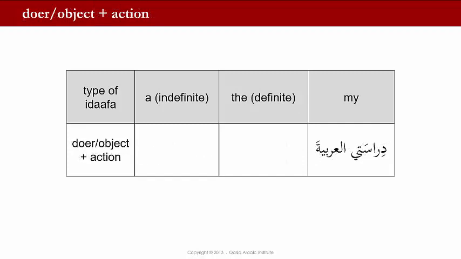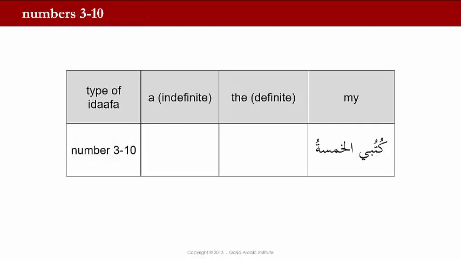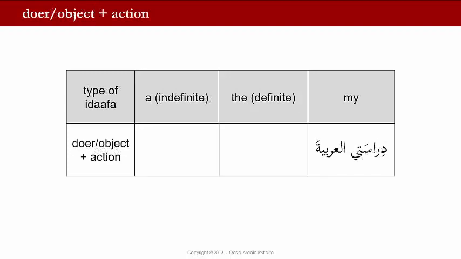Now let's look at the doer object action. Here we say dirasati al-arabiyya, my study of Arabic. We attached the ya to the masdar, and we're not going to look at definiteness and indefiniteness here because it's a little bit beyond the scope of this lesson.